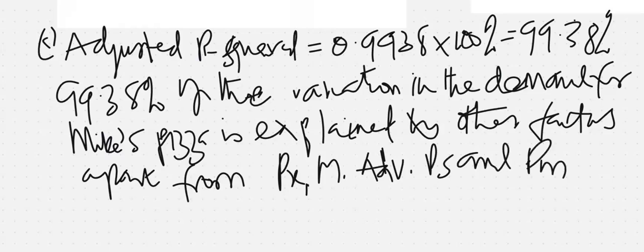But you write them in full. The variables and abbreviations I've written, write them in full, not with their symbols or abbreviations. Very good. So 99.38% of the variation in the demand for Mike's Pizza, because that's the dependent variable, is explained by the variation.